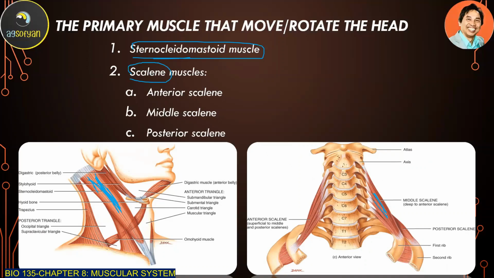The scalene muscle is the muscle that connects from our vertebrae on the neck. The cervical vertebrae are connected to the ribs, especially the top ribs. It's going to be anterior scalene, middle scalene, and posterior scalene. And these muscles make possible our neck movement and head movement.